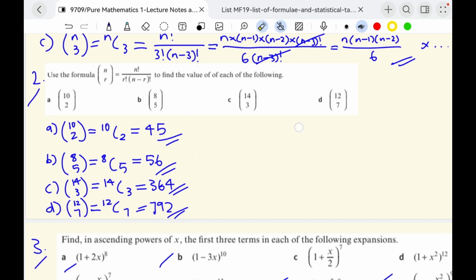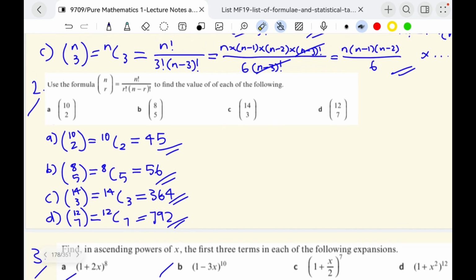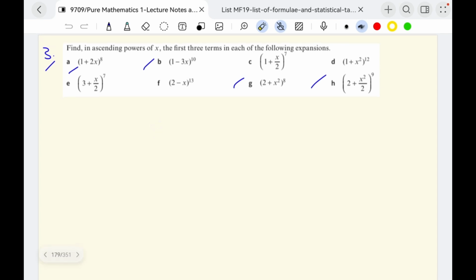When you are calculating this nCr, you must have a good reflex and type it quickly, to save some time to do other questions. So let's proceed to question number 3. This is from the course book questions.